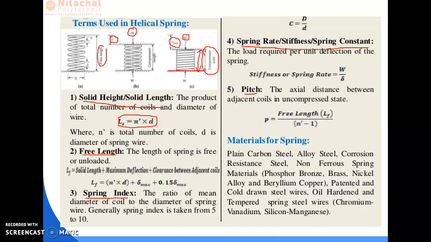Let us consider free length, and how to calculate it. The free length is denoted by LF, and it is equal to solid length plus del max plus 0.15 del max. So, we have solid length, maximum deflection and clearance between adjacent coils.